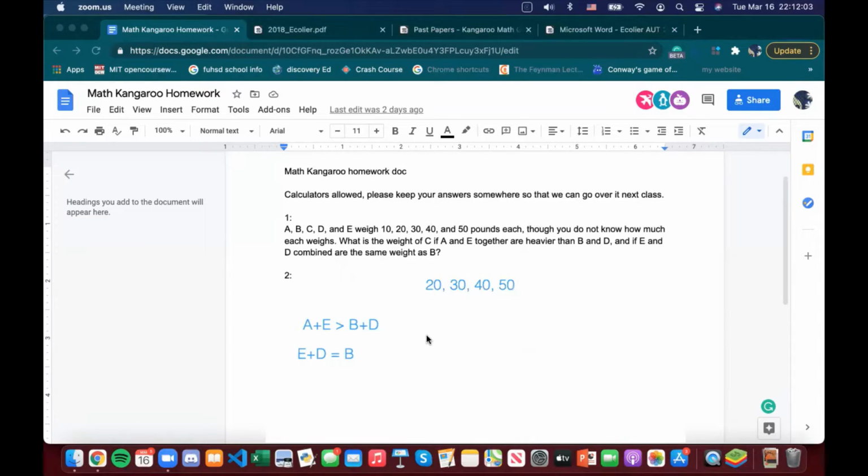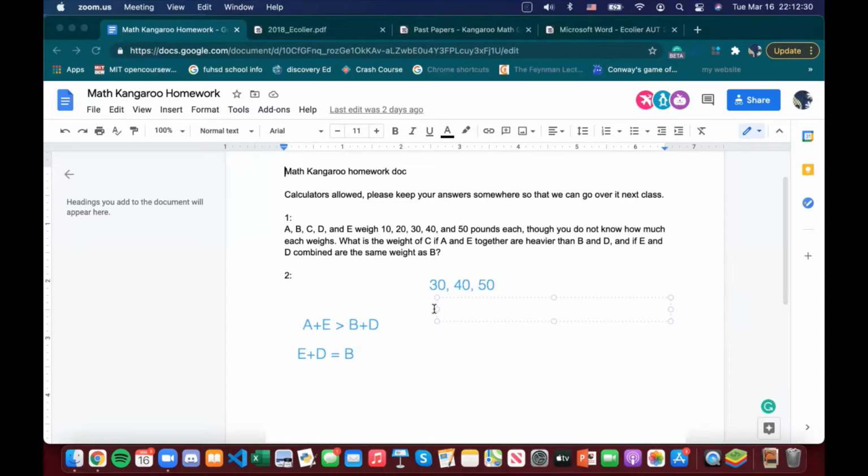And we have to remove one of those. You know why? Because if B is 20, then both E and D have to be 10, and you can't have two of them weighing the same amount. So we'll remove 20 from the list. So B could be 30, 40, or 50. Let's try out each of these.